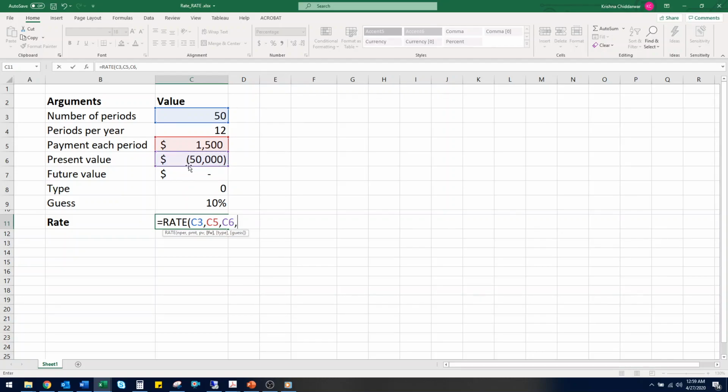We have a future value of 0, and there won't be any money to be returned to me at the end of the investment. So I'll click cell C7, which has 0 in it, and then a comma, and then next is the type, and that's when the interest is paid. Payments are almost always timed for the end of the period, and that's what I have here in cell C8, a 0, and then a comma.